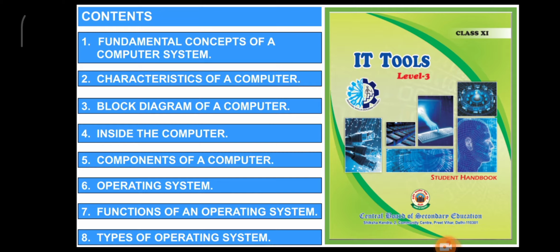The contents of this lesson are: number 1, fundamental concepts of a computer system. Number 2, characteristics of a computer. Number 3, block diagram of a computer. Number 4, inside the computer. Number 5, components of a computer. Number 6, operating system. Number 7, functions of an operating system. And finally, number 8, types of operating system.